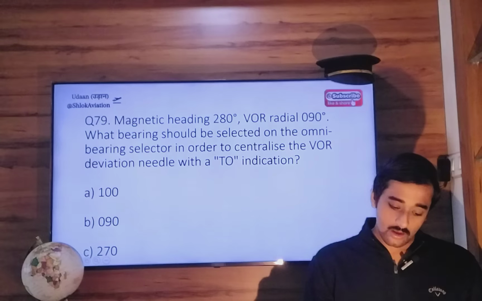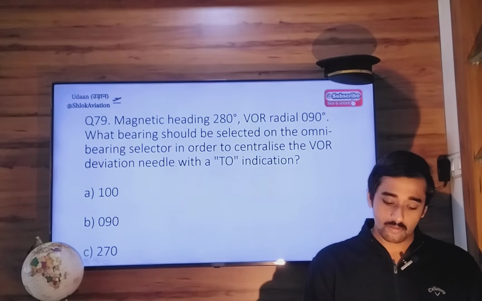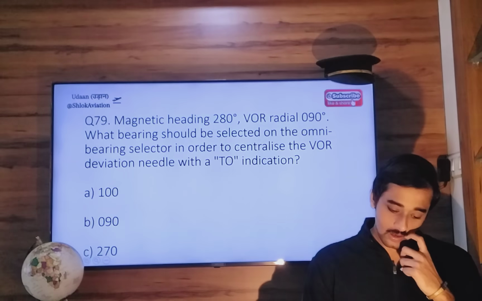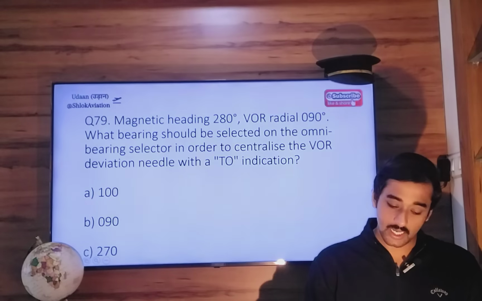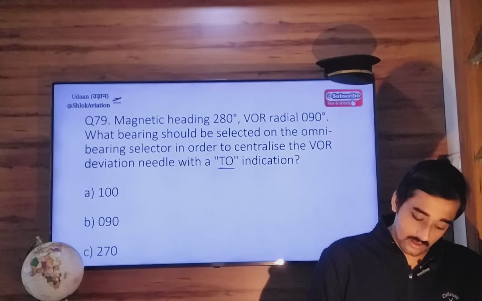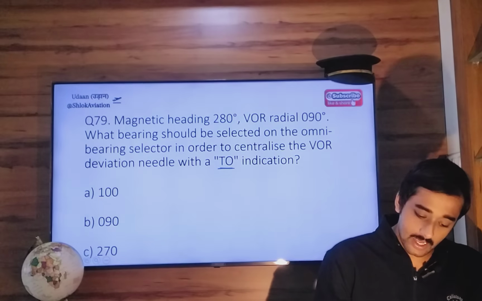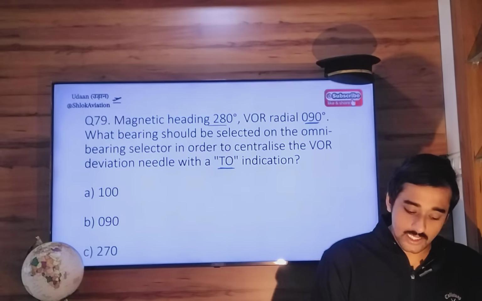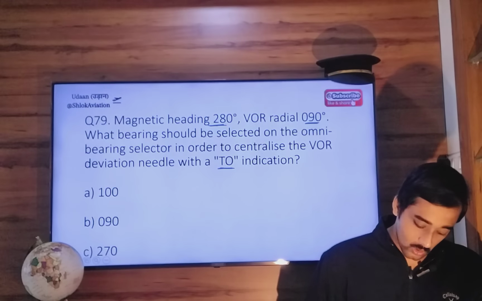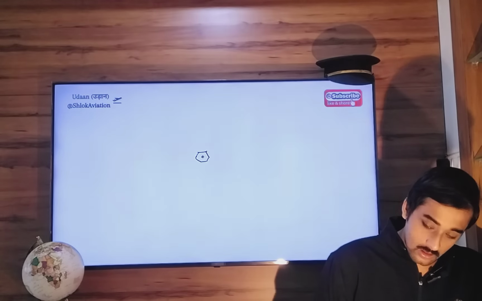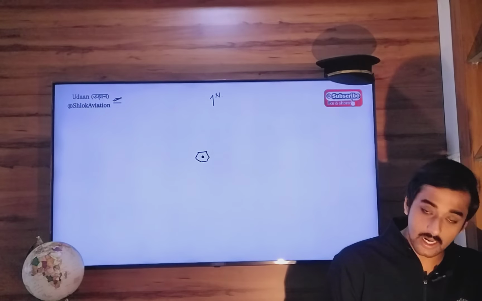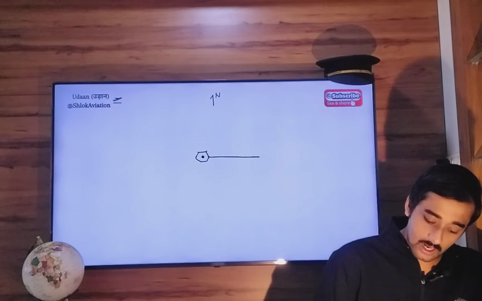Heading 280, VOR radial 090. What bearing should be selected on the OBS in order to centralize the VOR deviation needle with a TO indication? Magnetic heading is 280 and VOR radial is 090. Heading is irrelevant to your VOR operations and your OBS selection. So let's draw the VOR station. This is your north datum. We have radial 090.